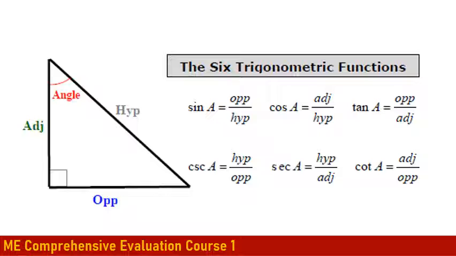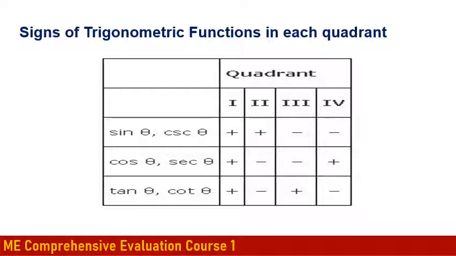The six trigonometric functions are also helpful in finding the different sides or angles in a triangle. We have the sine, cosine, tangent, cosecant, secant, and cotangent. The signs of the trigonometric functions in each quadrant are shown here in the presentation. Say for example, for sine and cosecant, we can see that they are positive in the first and the second quadrant, and negative in the third and the fourth quadrant. The other signs are shown also for cosine, secant, tangent, and cotangent.